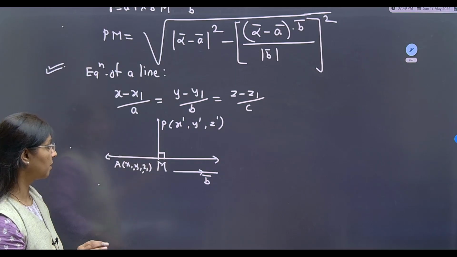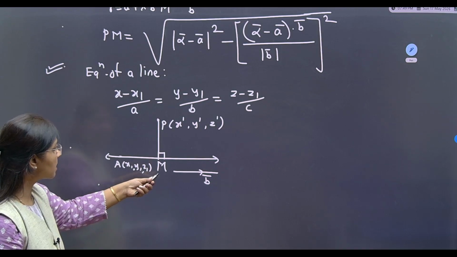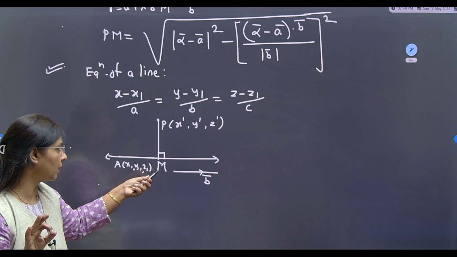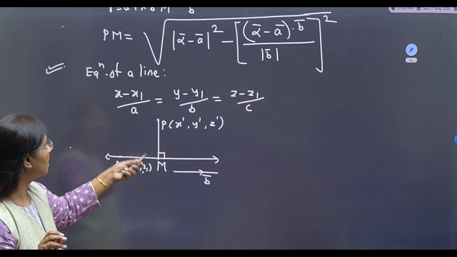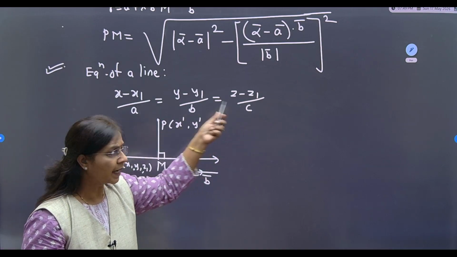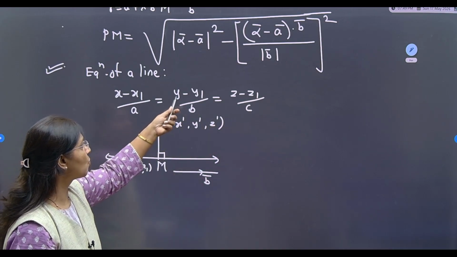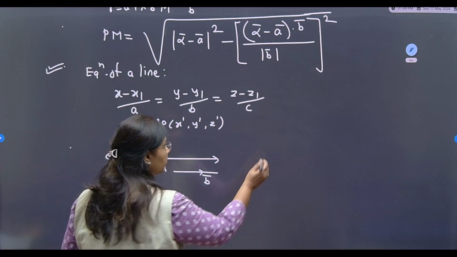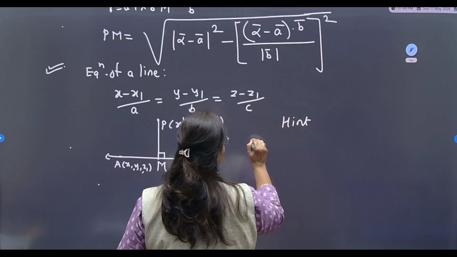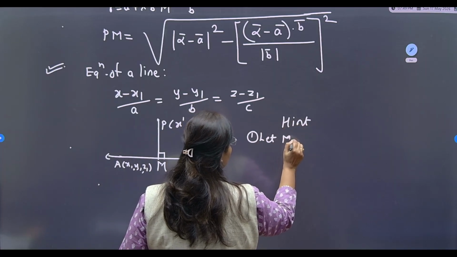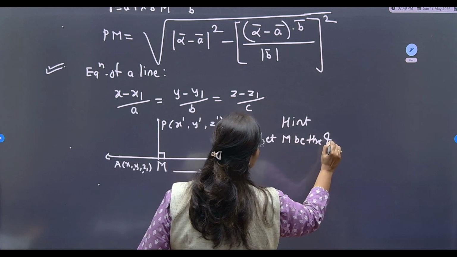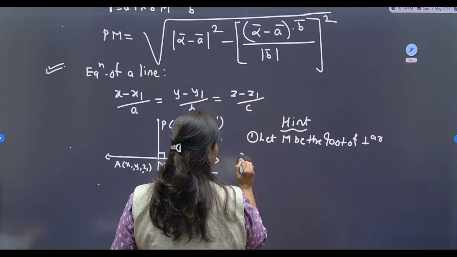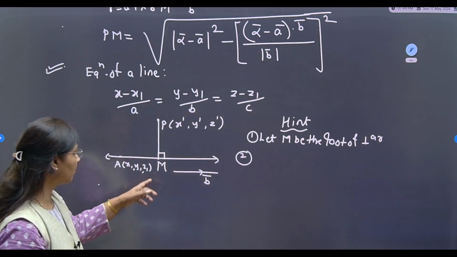The steps are: first, let us consider M to be the foot of perpendicular point. M lies on the line x minus x1 upon a equals y minus y1 upon b equals z minus z1 upon c. Step number 1: let us consider M be the foot of perpendicular point. This is our hint. Short notes: M is the foot of perpendicular.